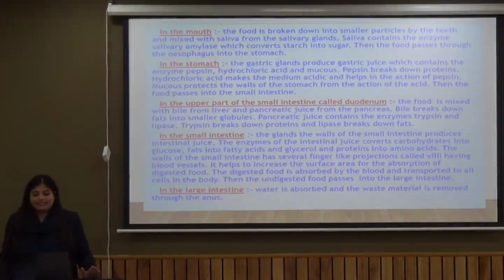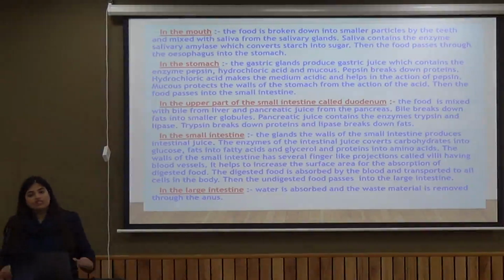Now mucus is a sticky substance which is found on the inner lining of the stomach. Now hydrochloric acid, which is released in the stomach, is an extremely strong acid. If mucus is not present, the hydrochloric acid will start corroding the internal lining of the stomach. So mucus is basically a protective layer for the stomach.